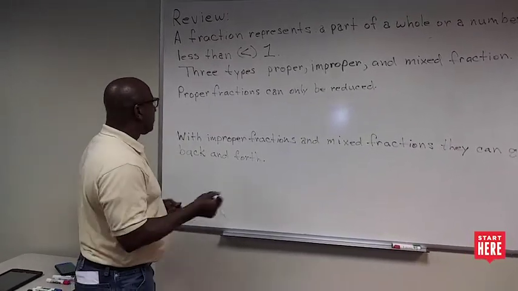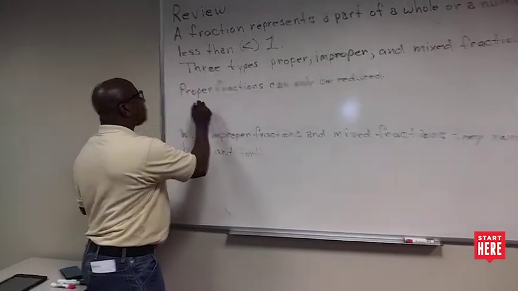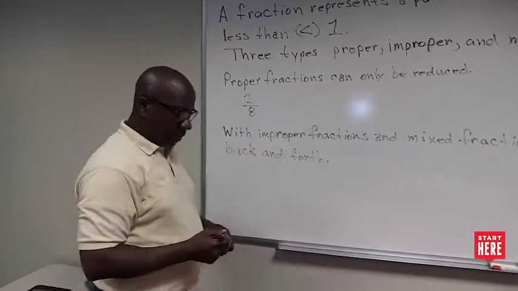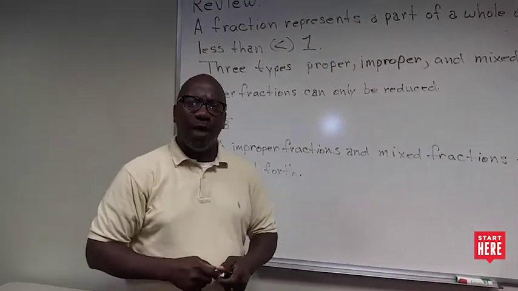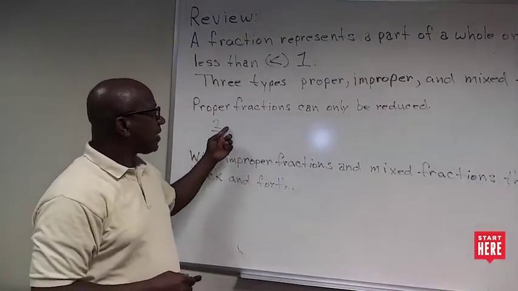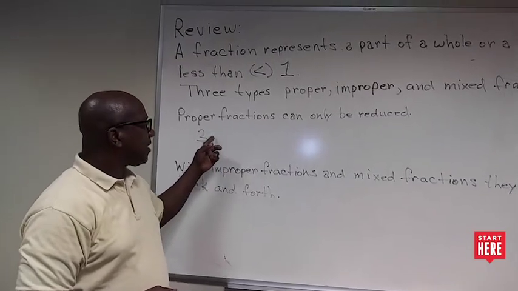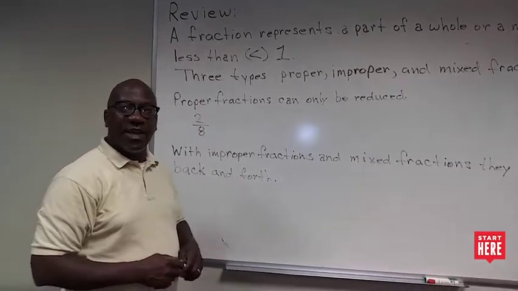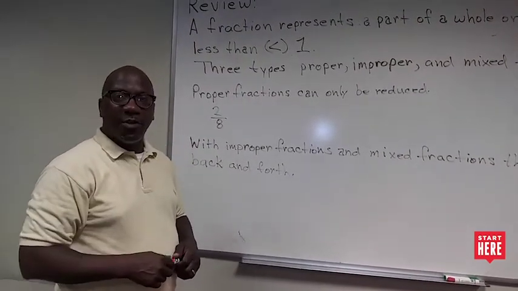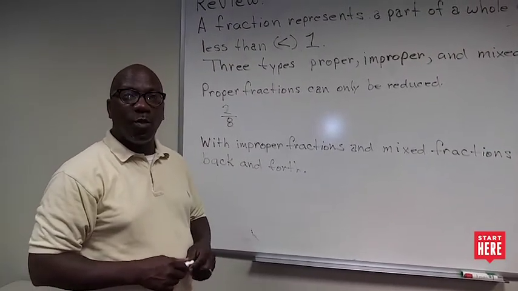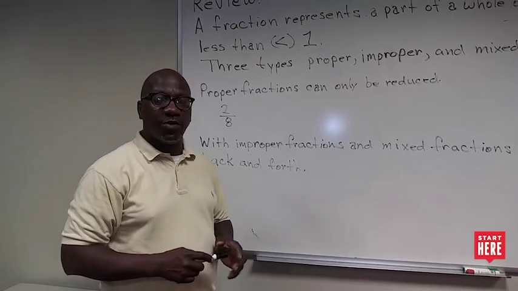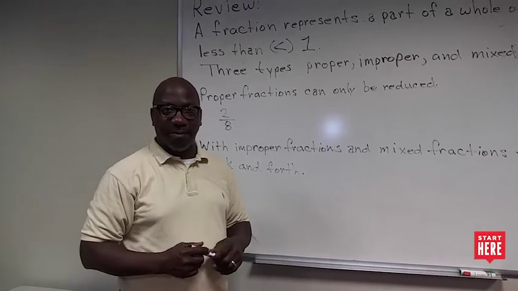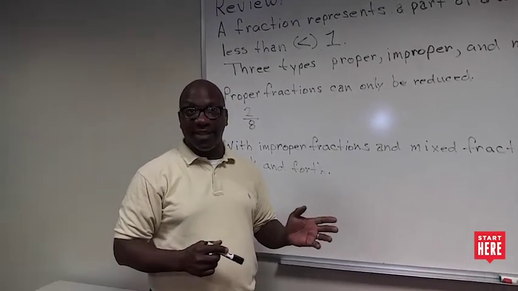An example, if I had 2/8, notice that's a proper fraction because my top number, my numerator, is smaller than my bottom number, my denominator. This fraction can be reduced. It can be reduced by 2. We always want to reduce the numerator and the denominator by the same number. In other words, all we're doing is dividing.